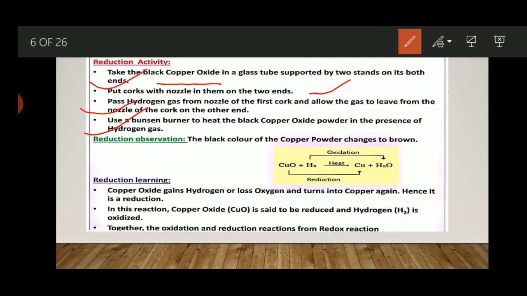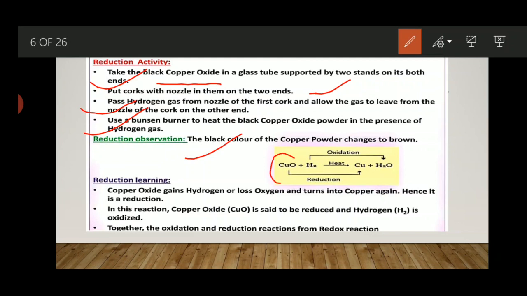Then what observation will you get? The black color copper powder changes its color immediately. When copper oxide reacts with hydrogen, immediately what happened? The color of copper oxide changes from black to brown. Now here what exactly happened?